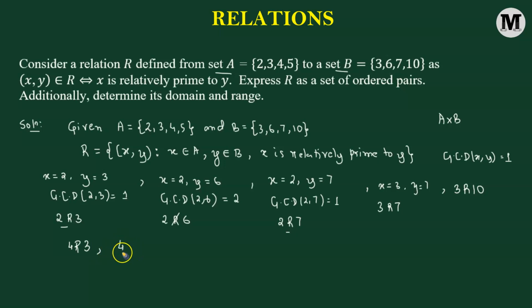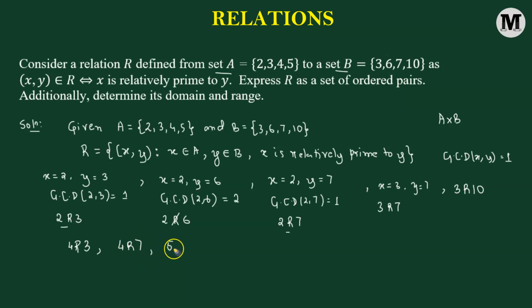Then we can pick up 4 and 7, because the greatest common divisor between 4 and 7 is going to be 1, meaning 4 and 7 are relatively prime to each other. Next, 4 and 10 cannot be picked up.